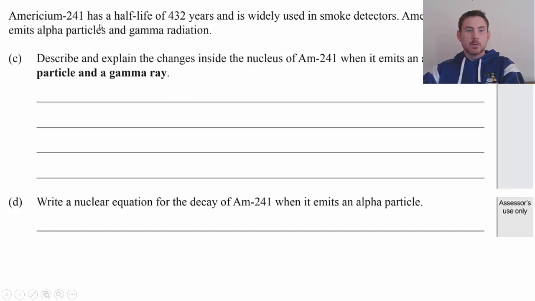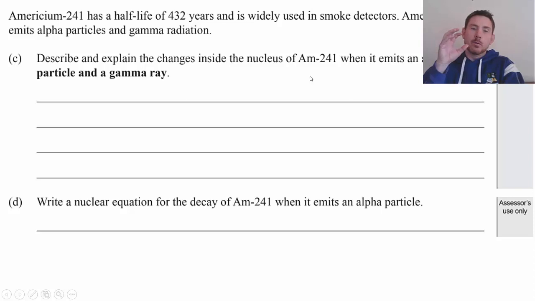Okay, americium-241 has a half-life of 432 years. It's widely used in smoke detectors. It emits alpha particles and gamma radiation. So we're asked to describe and explain the changes inside the nucleus of americium-241 when it emits an alpha particle and a gamma ray.